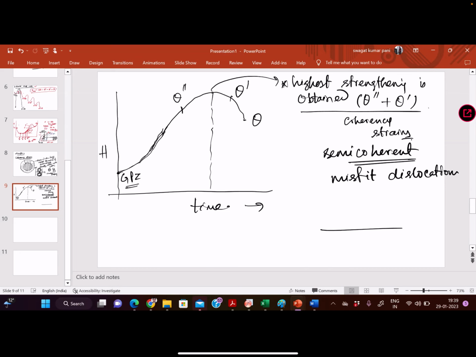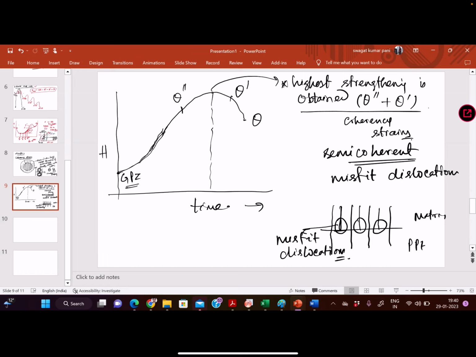Like we have this interface here. One plane is connected like this, one plane is left vacant, then another plane. This is the precipitate, this is the matrix. Then one plane is not connected, another plane is connected. So these we call misfit dislocations, and they cause strengthening. So the hardness curve looks like this, and peak hardening is observed when it is a mixture of theta double prime plus theta prime.